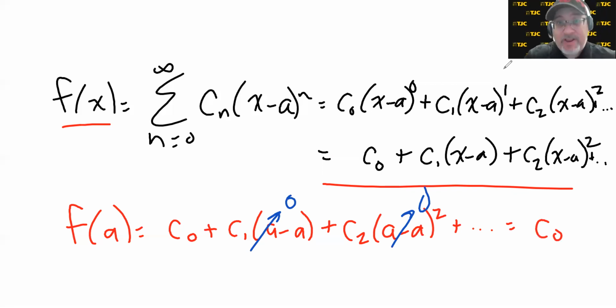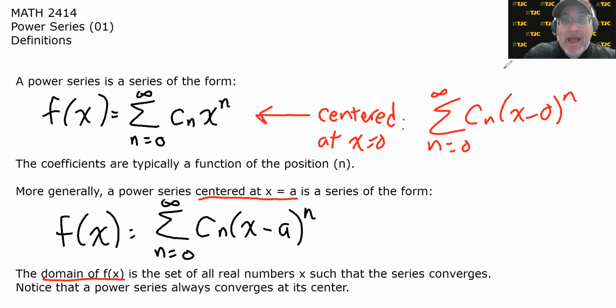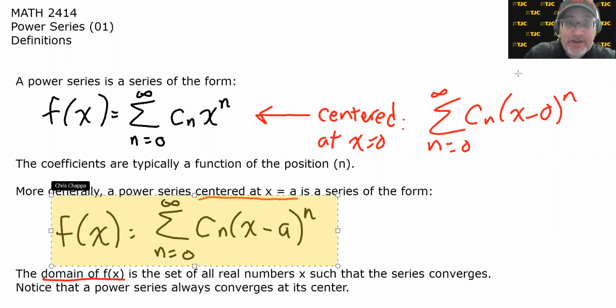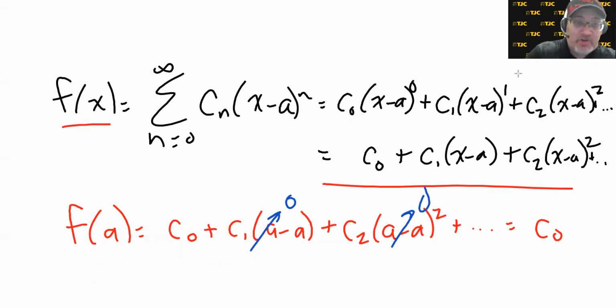So it's worth pointing out, and I'll say it once again, that every power series will converge at its center, meaning that if we have a function defined like this, then we will always get convergence when x equals a, because the result of putting in x equals a will just give us the first term right there.